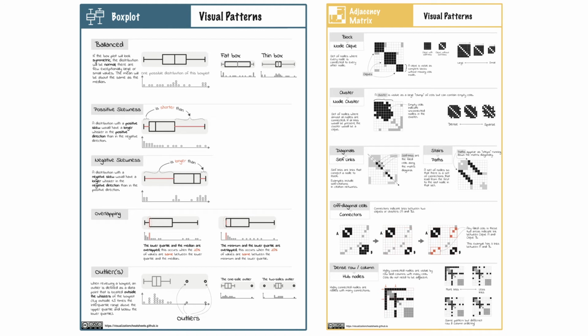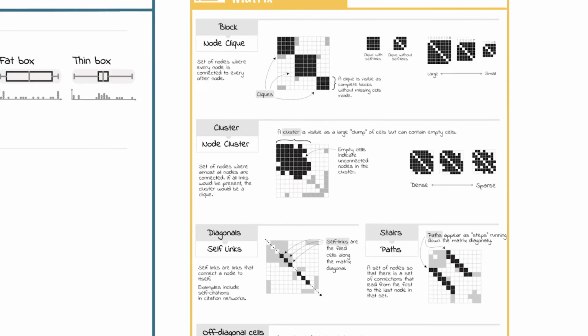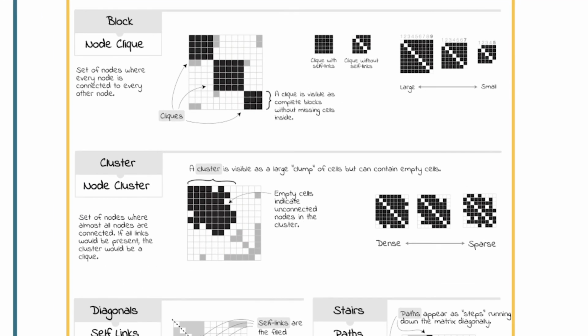provide a catalog of meaningful patterns that may occur in a visualization. Spotting patterns can be important to correctly interpret visualization and making discoveries. For example, network cliques in adjacency matrices are visible as solid blocks.